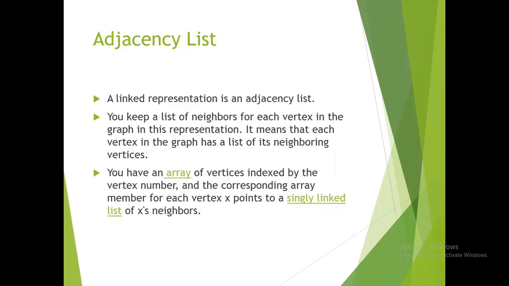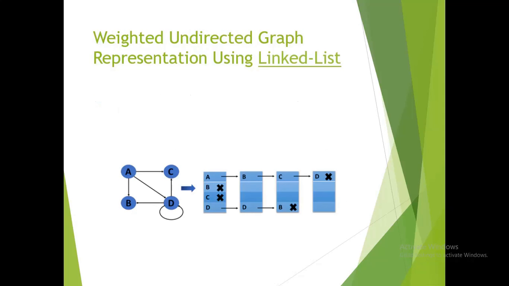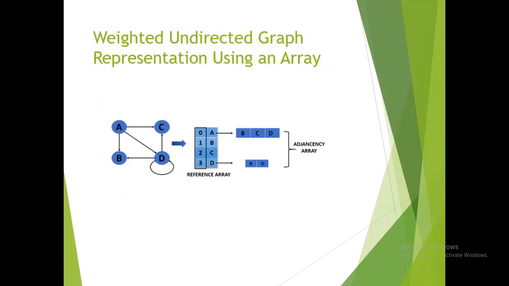Adjacency list. A linked representation is an adjacency list. You keep a list of neighbors for each vertex in the graph in this representation. It means that each vertex in the graph has a list of its neighboring vertices. You have an array indexed by the vertex number, and the corresponding array entry for each vertex x points to a singly linked list of x's neighbors. Weighted undirected graph representation using linked list. Weighted undirected graph representation using array.